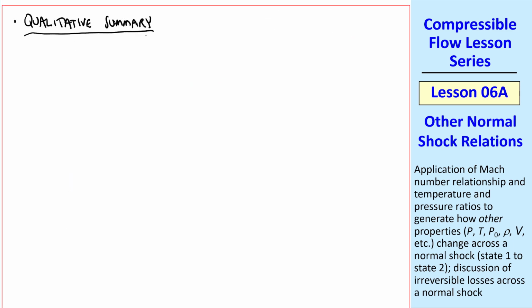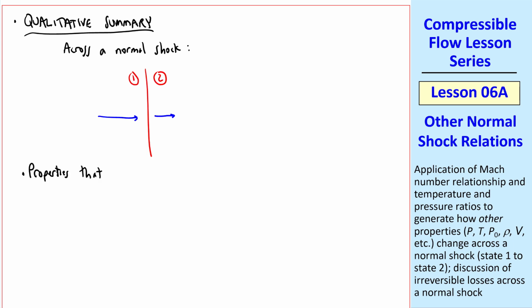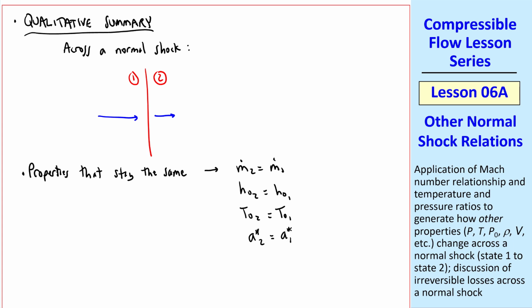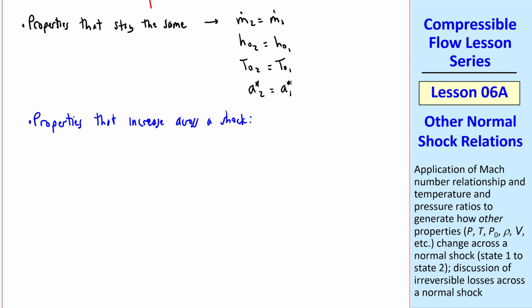Let's do a qualitative summary across a normal shock. First, some properties that stay the same. In other words, they do not change from 1 to 2 across the shock. Well, we know that m-dot 2 equals m-dot 1 by conservation of mass. We also know that stagnation enthalpy does not change by conservation of energy. And for an ideal gas, stagnation temperatures also do not change. And we said in a previous lesson that the sonic speed of sound, A star, also does not change across a shock.